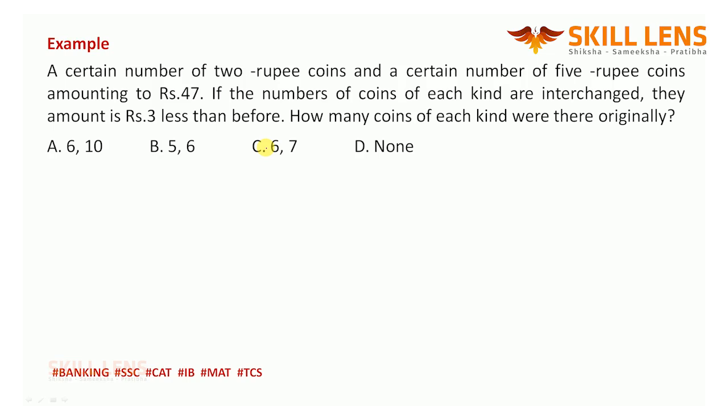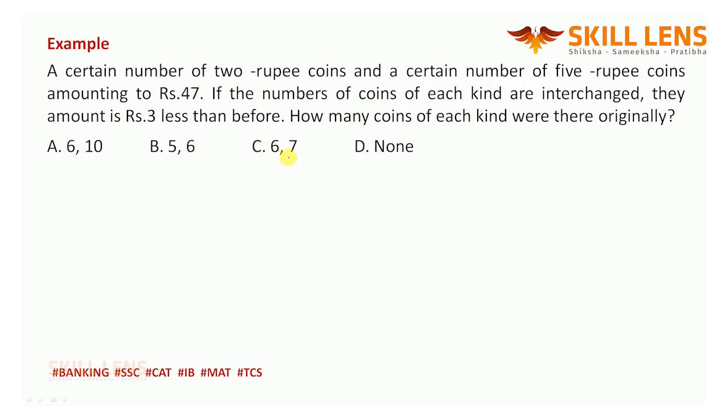Let's try to solve the next question. A certain number of 2 rupee coins and a certain number of 5 rupee coins amount to rupees 47. If the number of coins of each kind are interchanged, the amount is 3 rupees less than before. So now it is going to be 44, because 47 minus 3 is 44. So how many coins of each kind were there originally?